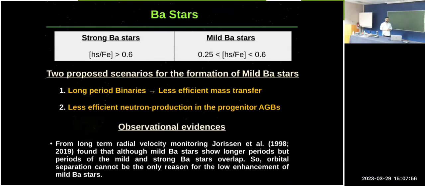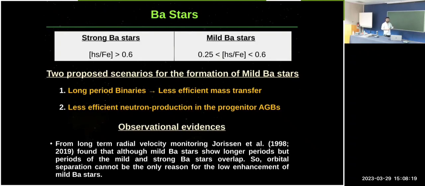The fourth project is about barium stars. Barium stars are divided into two groups. One is strong barium stars and the other one is mild barium stars. As the name suggests, strong barium stars are the stars which have [hs/Fe] greater than 0.6, and mild barium stars are the stars which have [hs/Fe] between 0.25 and 0.6.